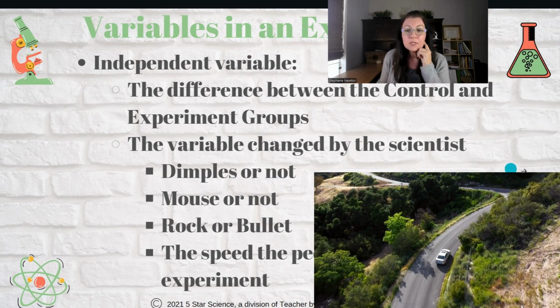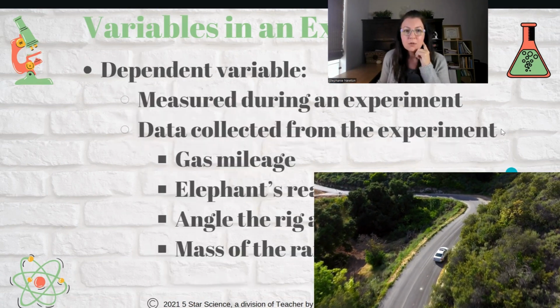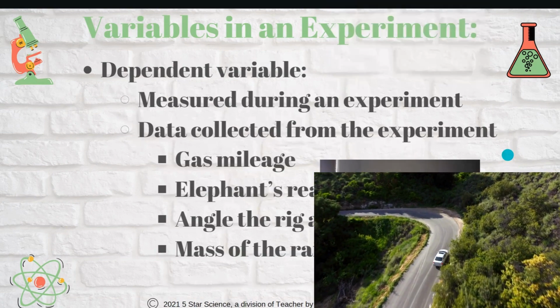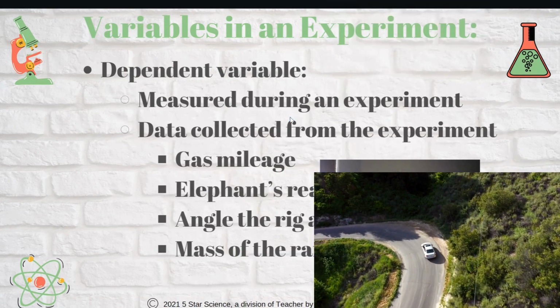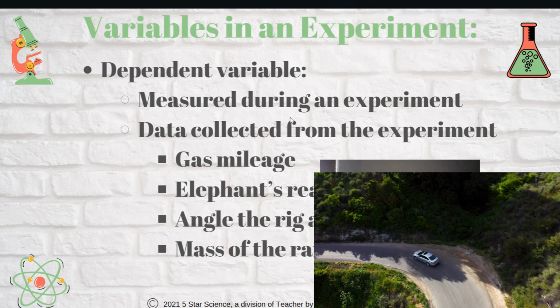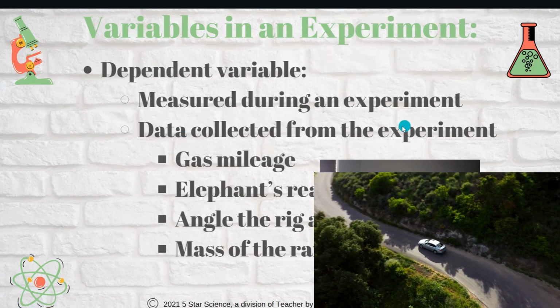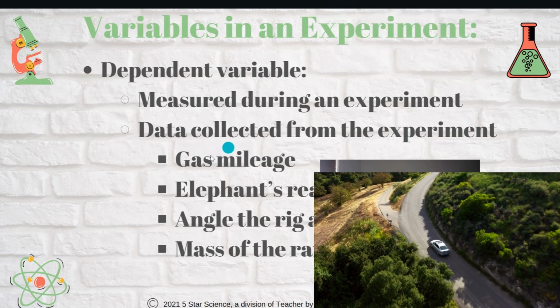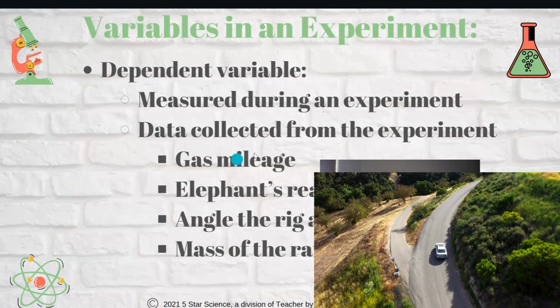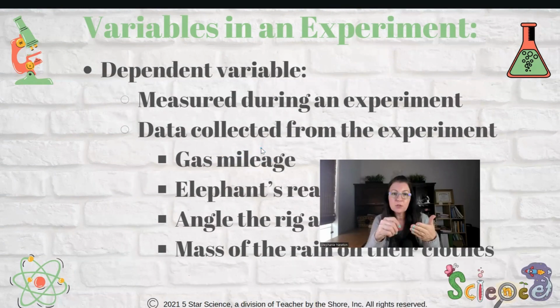Okay. The dependent variable is what is measured. What are they writing down? What are they recording during the experiment? This is the data collected from the experiment. In the dimpled versus the non-dimpled car, they were recording the gas mileage. So the dependent variable is the gas mileage.